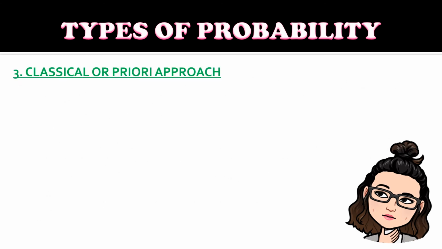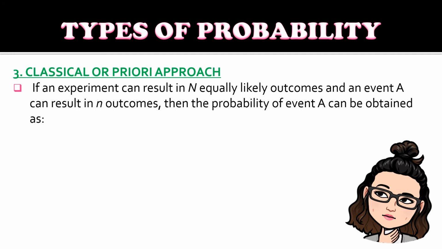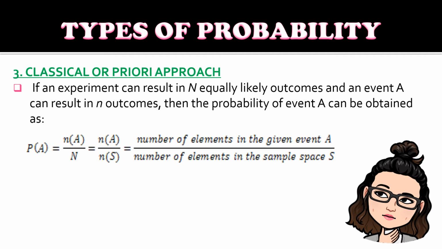Okay, third type, classical or priori approach. So if an experiment can result in n equally likely outcomes and an event can result in n outcomes, then the probability of event A can be obtained as, so probability of A equals number of elements in the given event divided by or over the number of elements in the sample space.